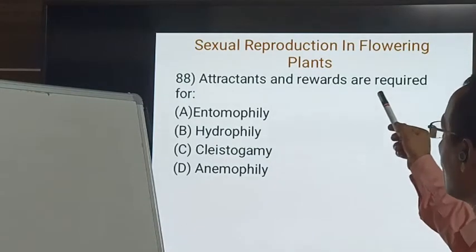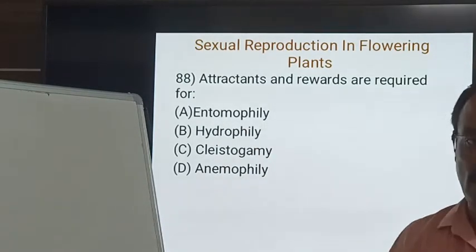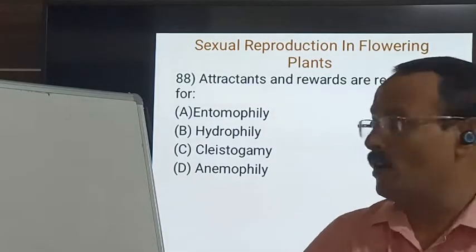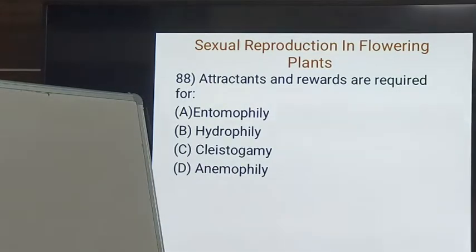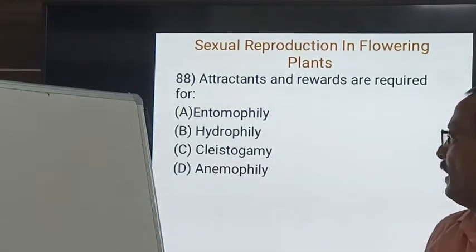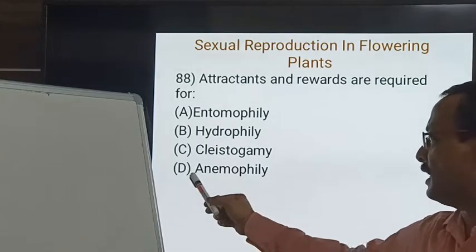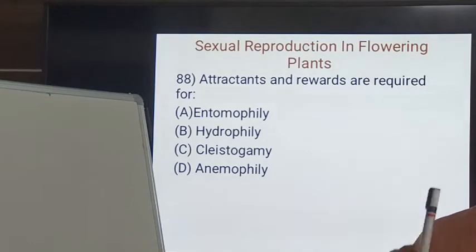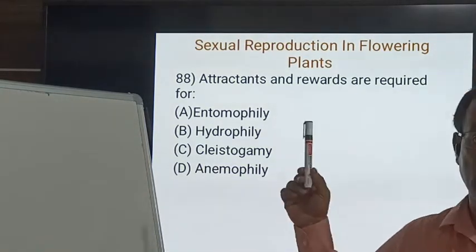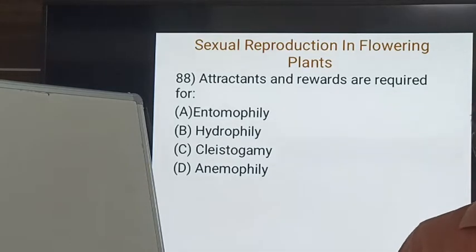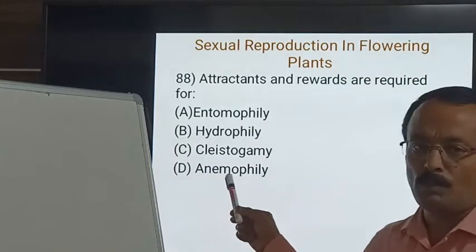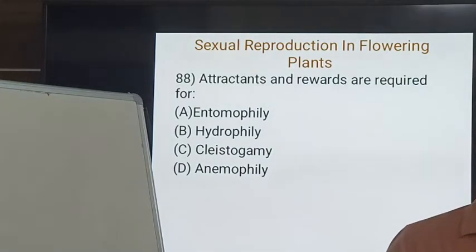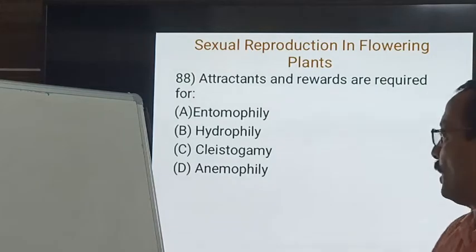Attractants and rewards are required for... So some attractants and some rewards are required for which type of pollination? Is it entomophily? Is it hydrophily? Is it for cleistogamy or is it for anemophily? Entomophily is the pollination that takes place by insects. Hydrophily is the pollination that takes place by water. Anemophily, pollination by wind. Cleistogamy is an adaptation of the flower to attain self-pollination.